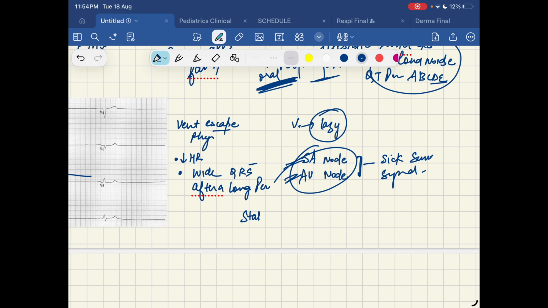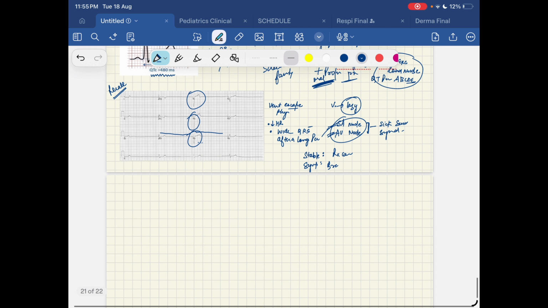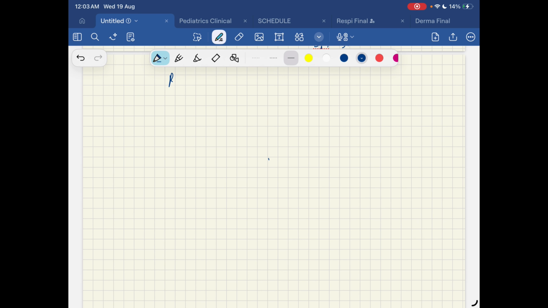And how do you treat it? If the patient is stable, just treat the cause. If the patient is symptomatic, you just treat it similar to that of the bradycardia that we have already discussed. So let's just take a look at the treatment for WPW.